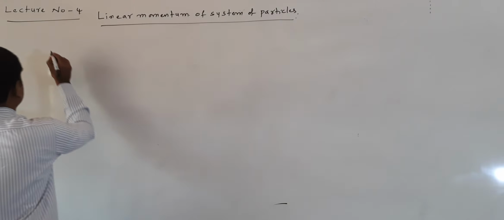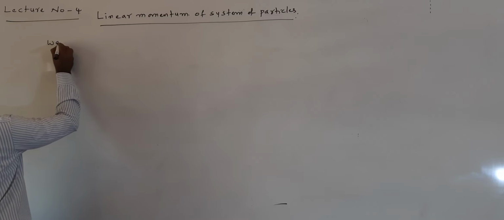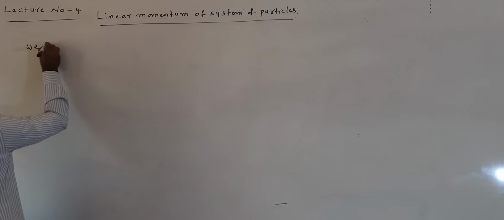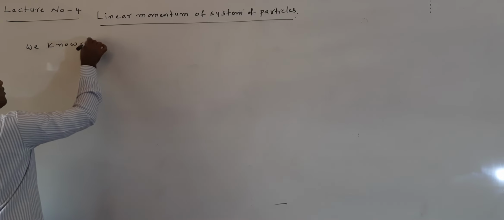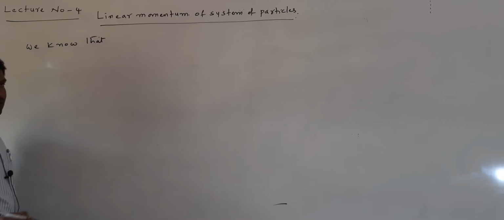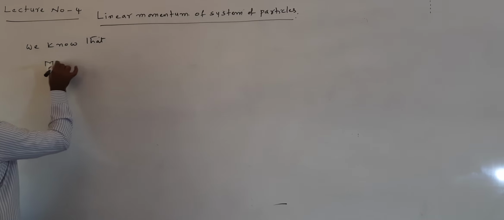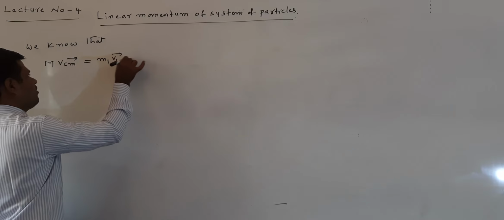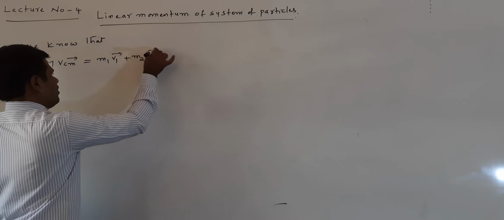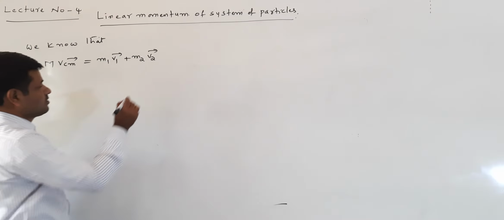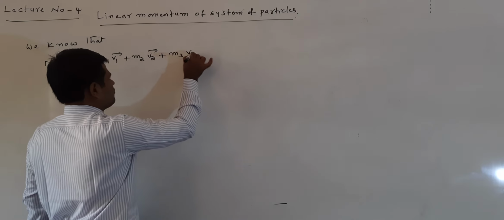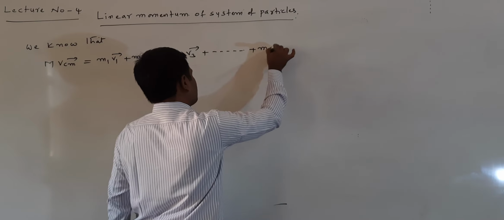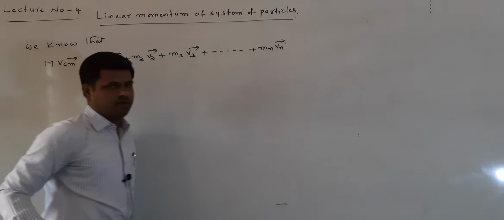We know that we have already written in equation 2, in the previous topic, M into VCM bar is equal to M1 V1 bar plus M2 V2 bar plus M3 V3 bar plus up to Mn Vn bar. We have written this one.